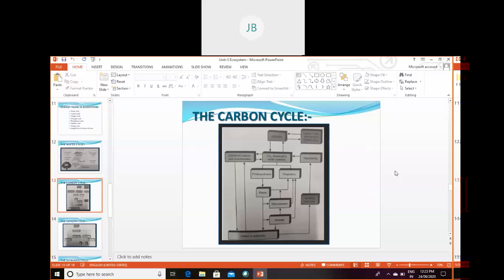Again, when there is death and decay, the material gets decomposed. It makes its way into the soil, and again from the soil, plants absorb it through their roots. So here it completes the carbon cycle. Okay. Equally, in the case of the ocean, oceans play a crucial role in the carbon cycle.